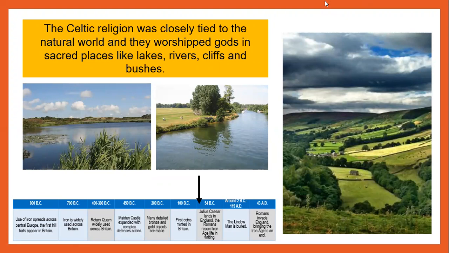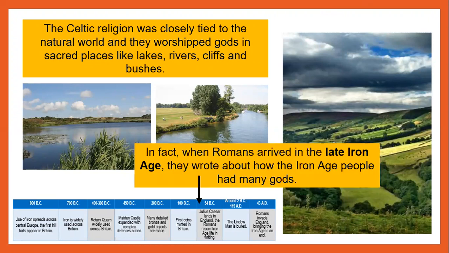The Celtic region was closely linked to the natural world, and they worshipped gods in sacred places like rivers, lakes, cliffs, and bushes. In fact, when Romans arrived in the late Iron Age, they wrote about how the Iron Age people had many gods.